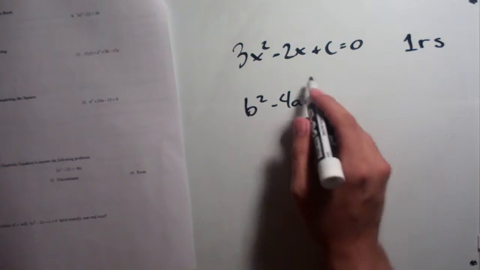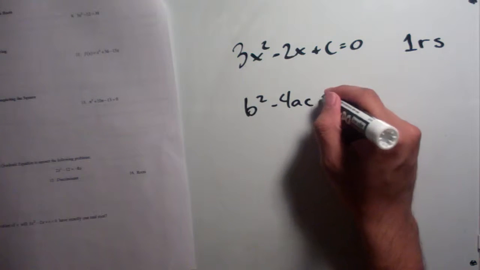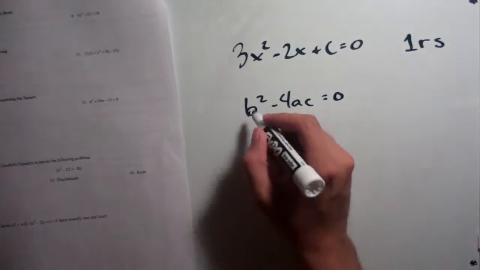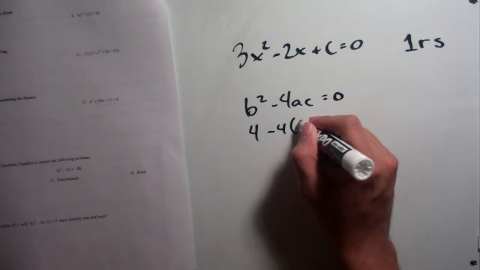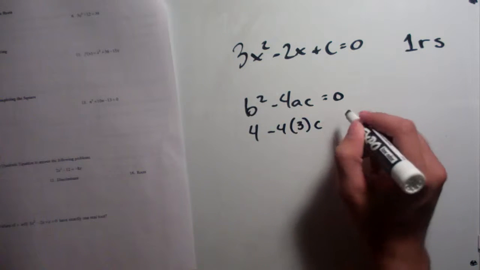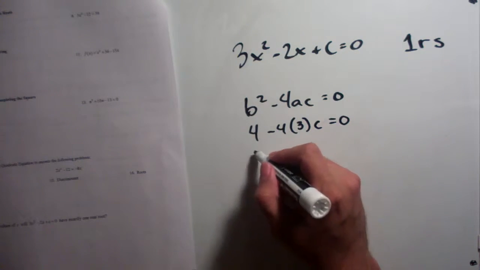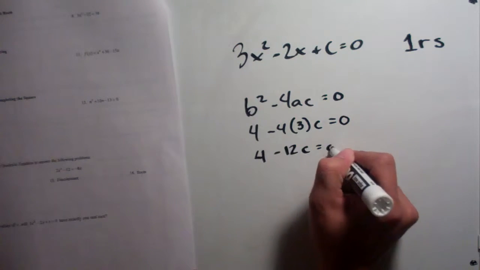So I need to make sure, how can I get this to be one real solution? How can I make this equal to 0? So let's plug in what we know. So b squared, b is -2, so -2 squared is a positive 4, minus 4 times a, which is 3, and times c, which we do not know what it is. Okay, so let's multiply this out. So we're going to have 4 minus 12c equals 0.